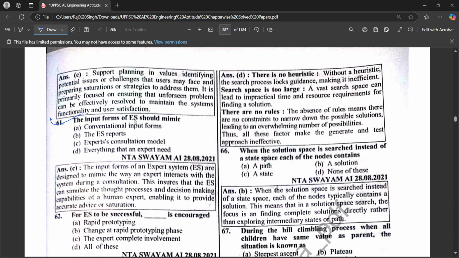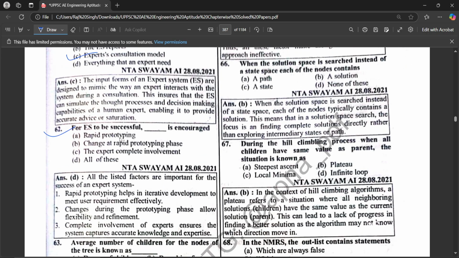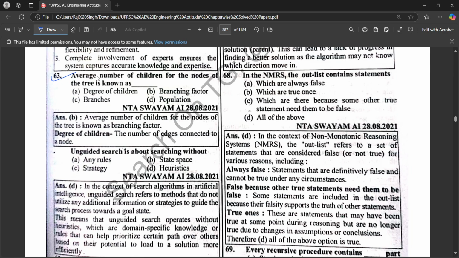The input forms of ES should be mimicked with an expert consultation model. For ES to be successful, dash is encouraged. In the rapid prototyping phase, expert complete involvement, all of these. Average number of children for a node of the tree is known as the branching factor.